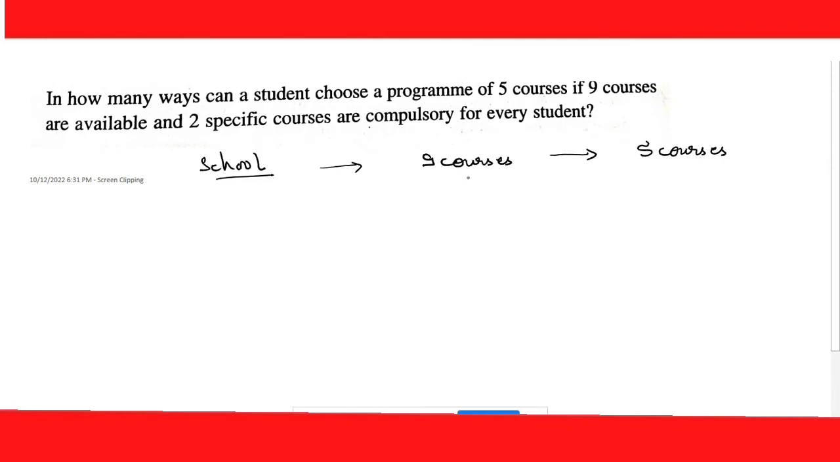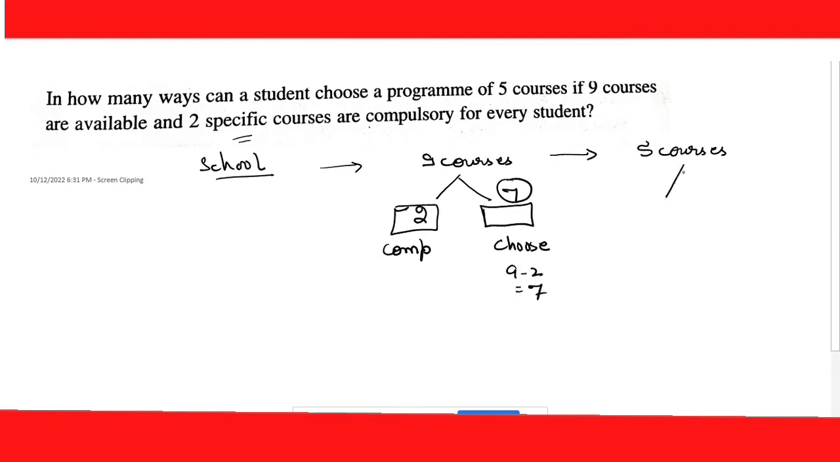Clear? But in the nine courses, you must occupy two courses. Two courses are compulsory, specific courses. And in the remaining, you can choose. So how many are remaining? That means 7, 9 minus 2, 7. So in the 5 courses, we have to take the 2 compulsory courses, both of these. And now we have a choice of only 3 courses.